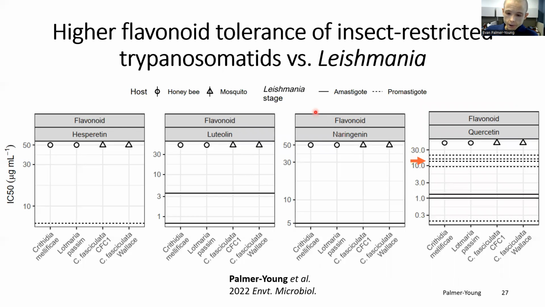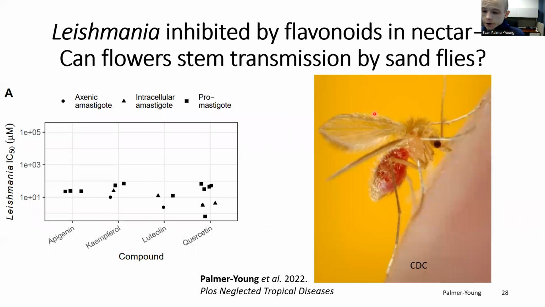Finally, the majority of the compounds tested, although chosen for activity against Leishmania, had weak effects on these insect-restricted parasites, even at well above the Leishmania inhibitory concentrations reported in the literature. Particularly notable for most of the flavonoids, which are present in nectar consumed by both bees and mosquitoes. However, nectar is also a favorite snack for Leishmania-vectoring sandflies between blood meals.